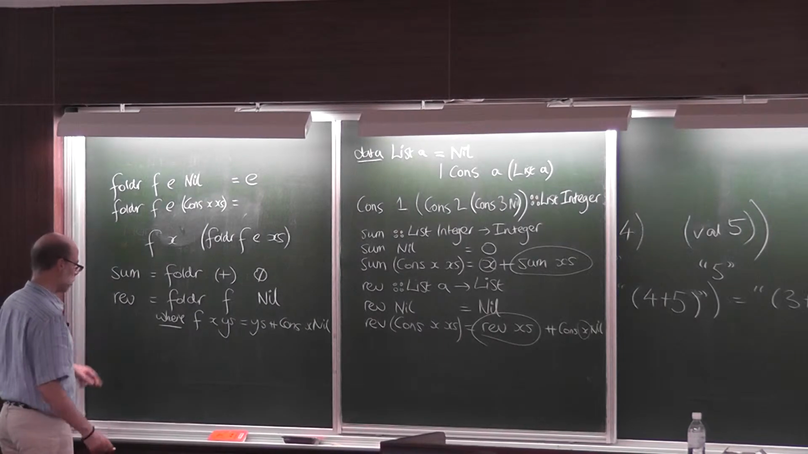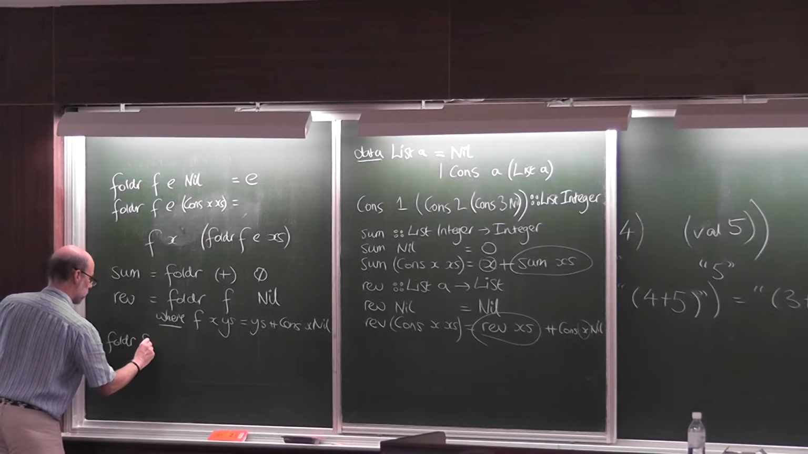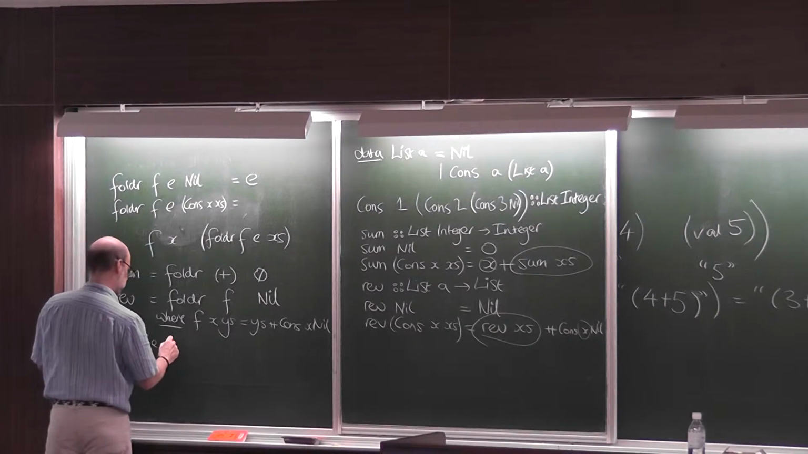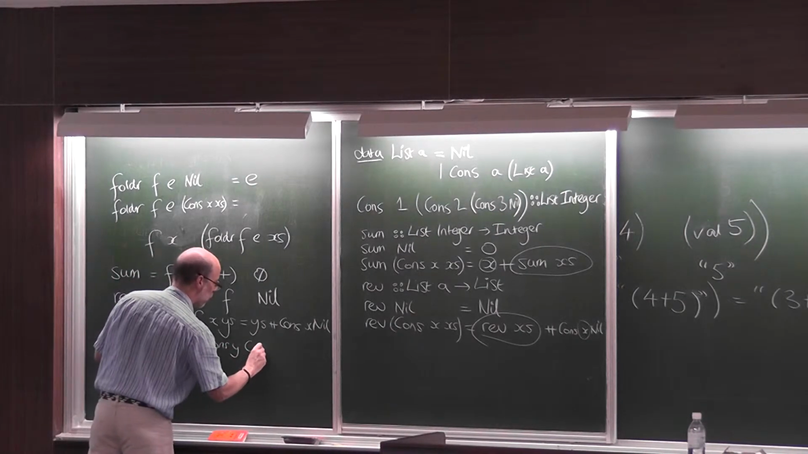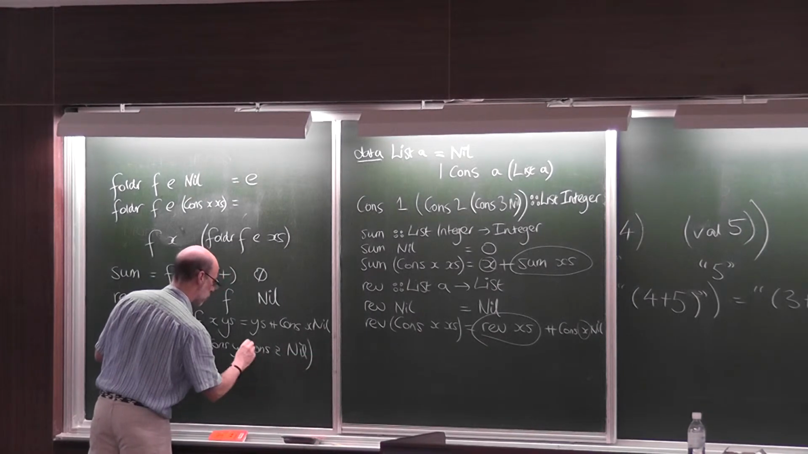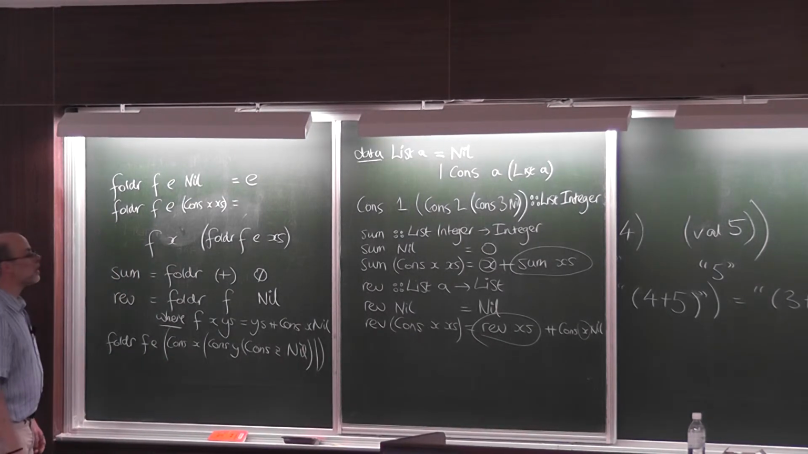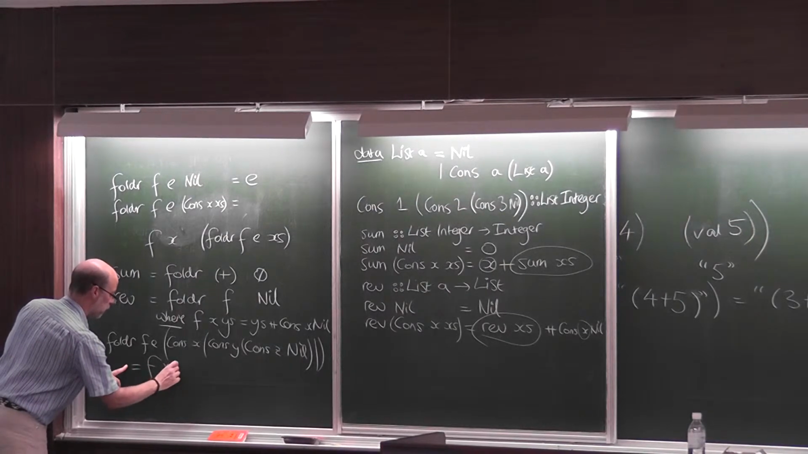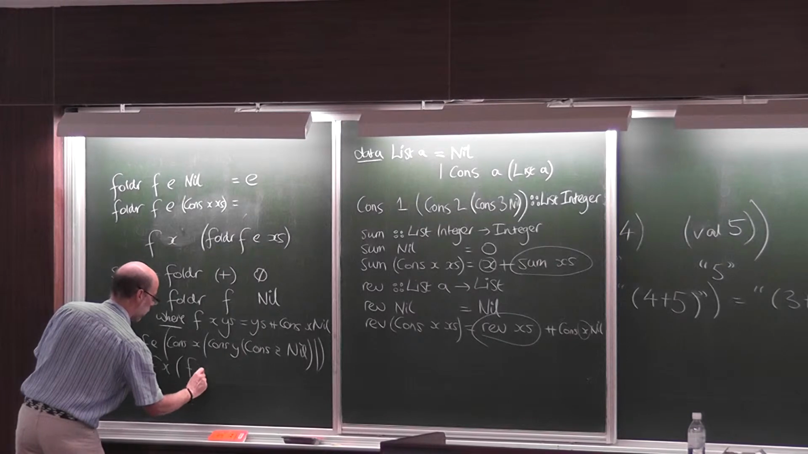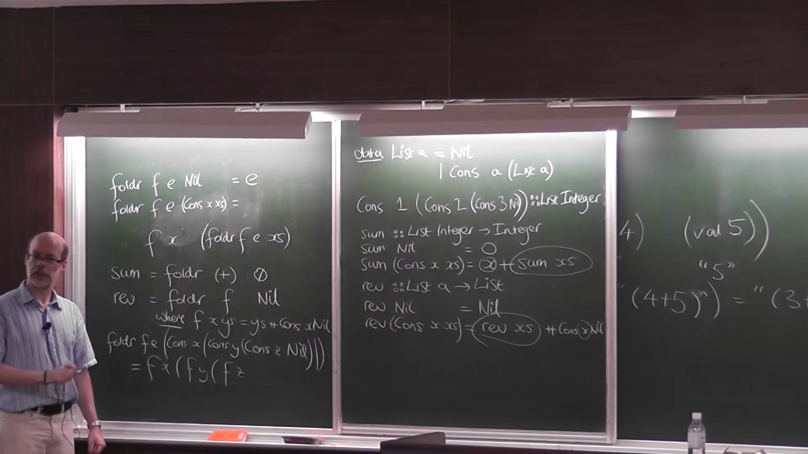And it's called fold right because if you apply fold right f e to a list with three things: cons x, cons y, cons z, and nil, that's a list of three elements, then what I get is f of x and the result of doing a recursive call on the tail of the list, which is f of y and the result of doing the recursive call on the tail of the list, which is f of z and the result of doing the call on the tail of the list, which is e.